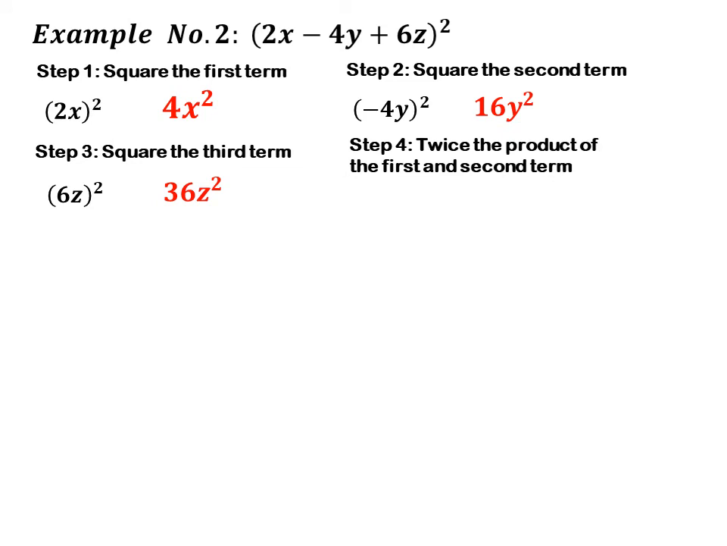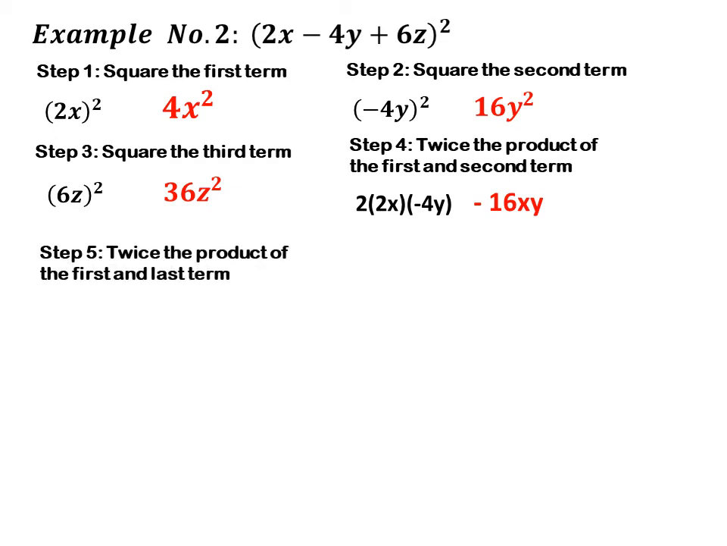For our fourth step, we need to take twice the product of the first and second term. What is then the product of 2 times 2x times negative 4y? Their product is equal to negative 16xy. And this is also the fourth term of our final answer. We have it as negative 16xy.